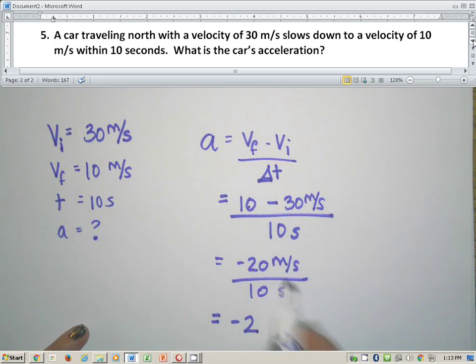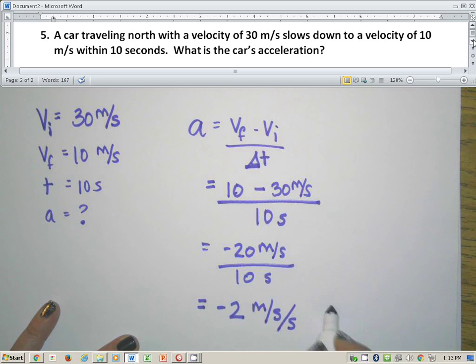And then here, you have two ways to write this. You can either write it as meter per second, or you can write it as meter per second squared, because it's the same difference. Either one of those units is the same thing and it's both correct. So you end up with negative 2 meters per second squared for your acceleration.